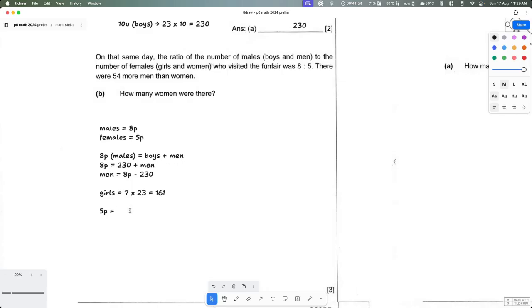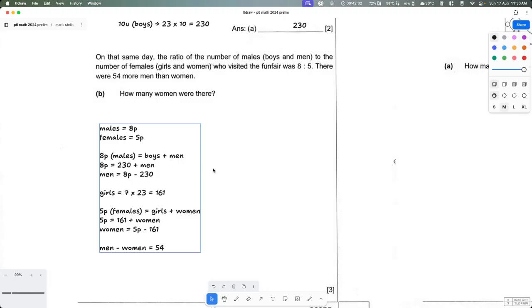5 parts is equal to females, which is equal to girls plus women. So that means 5 parts is equal to girls, 161, plus women. So women is equal to 5 parts minus 161. All right, so then we also know that men minus women is equal to 54.